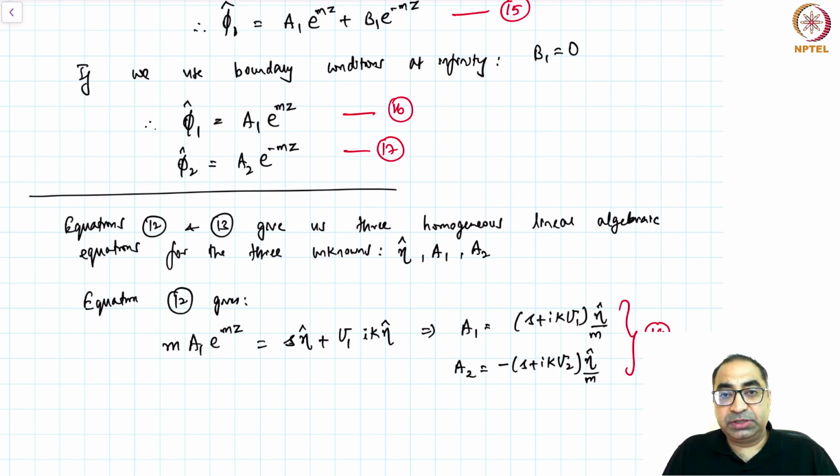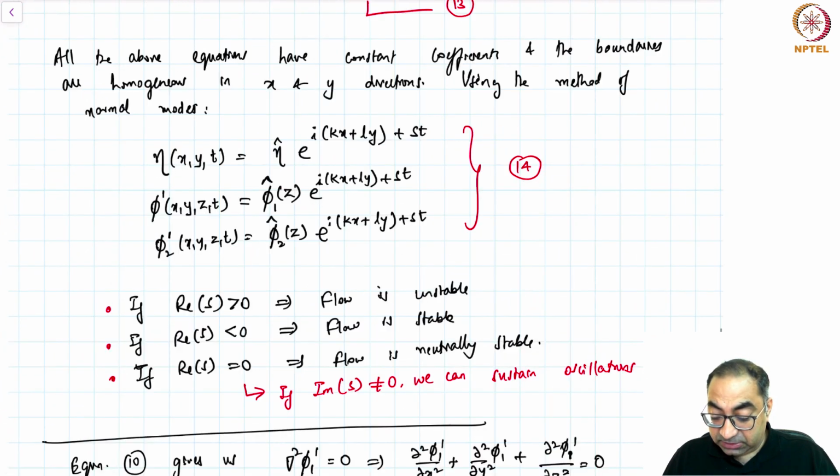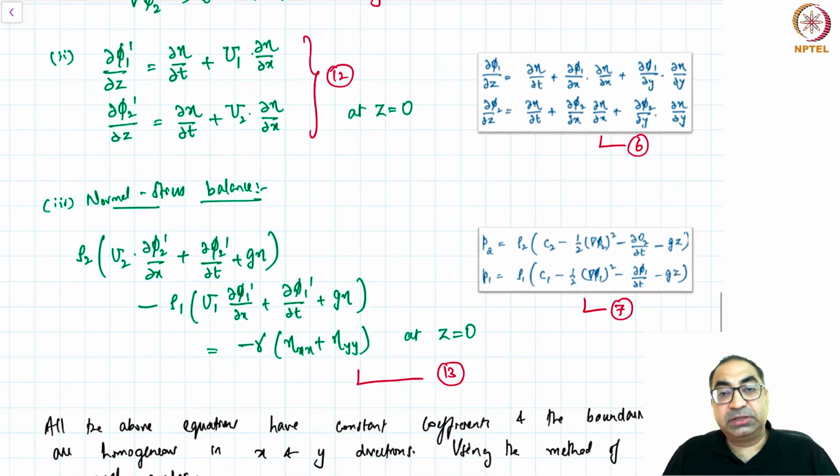What we are now going to do is take advantage of the last equation that we haven't used yet, which is the normal stress balance. We will use the normal stress balance equation and then determine A1 and A2 in terms of eta, and that will give us the dispersion relation. Let us continue with the analysis. Where we left off, we have equation 18, which gives us the values of A1 and A2. This A1 and A2, as I said, has to be substituted in equation number 13. Let's start with this.